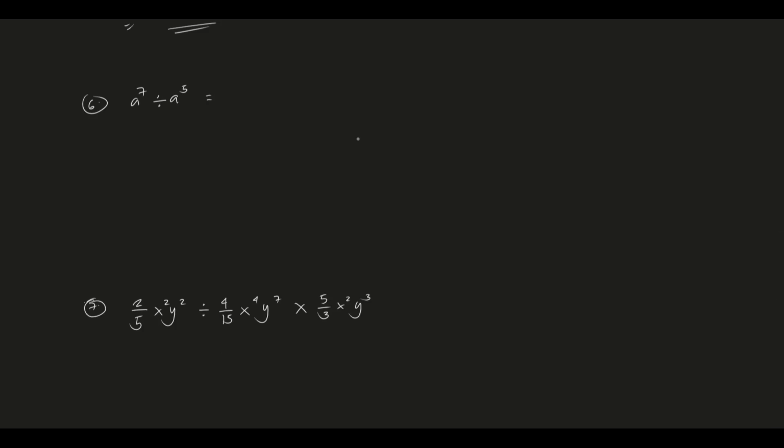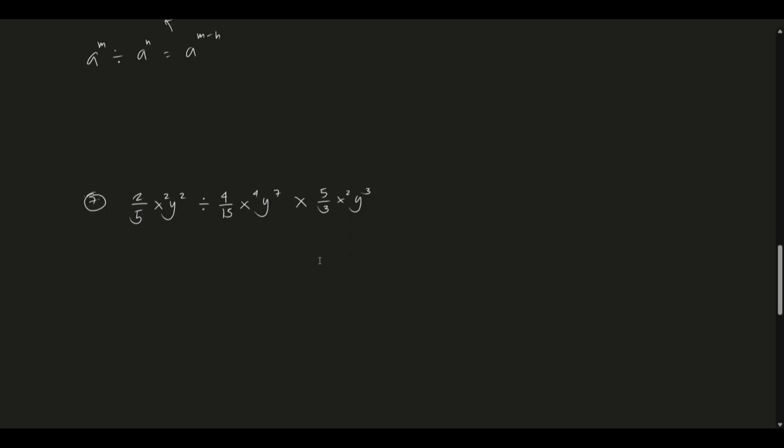Oh, I forgot about this kind of question. So let's say we have a raised to the 7 divided by a raised to the 5. If we have this, we can follow the formula, which is a raised to the m divided by a raised to the n is equals to a raised to the m minus n. So if we base it on our example, it will become a raised to the 7 minus 5. So this one will become a raised to the 2.